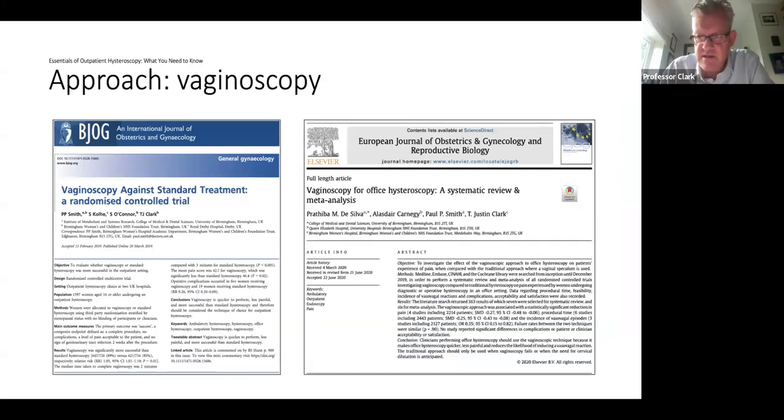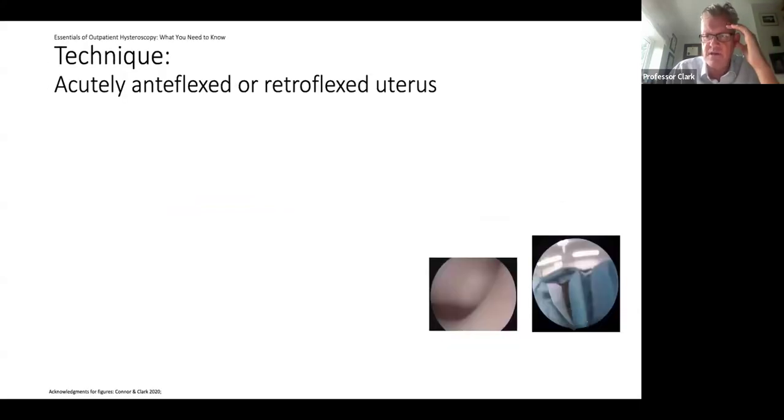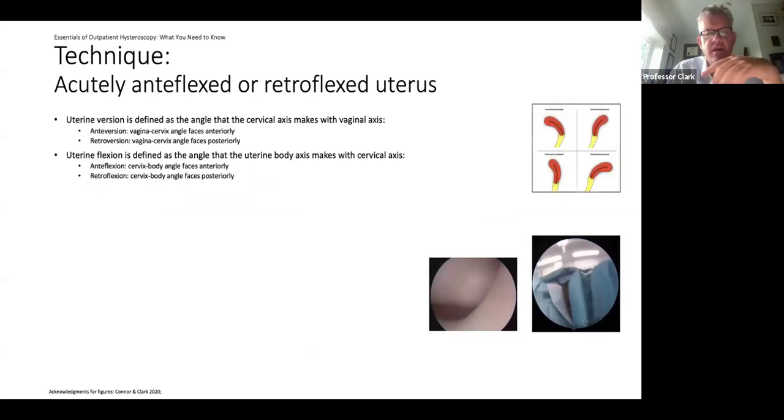A few years ago, we randomized 1,600 women to speculum and instrumentation and cleansing of the cervix versus straightforward vaginoscopy, which I demonstrated there. We've also done a meta-analysis of the other world literature, and it's quite clear that infection rates aren't higher, pain acceptability is higher, and pain scores are lower. So really, we should be using the smallest diameter scopes we have in an outpatient setting, and without the need for anaesthesia. And as I say, we'll discuss that more in future webinars.